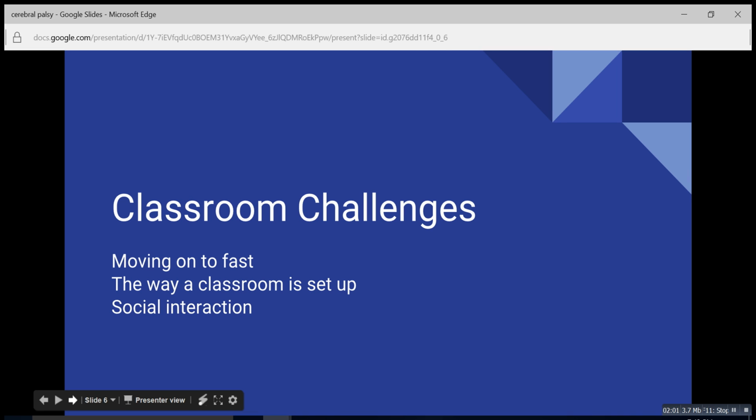Classroom challenges are things such as moving on too fast. You don't want to move on too fast with a student with cerebral palsy because they might get confused or they might get behind. The way a classroom is set up, you don't want your classroom to be cluttered and a mess because then it's really hard for the student with cerebral palsy to get around. Social interaction, make sure that the student is interacting with peers and not just off by themselves.